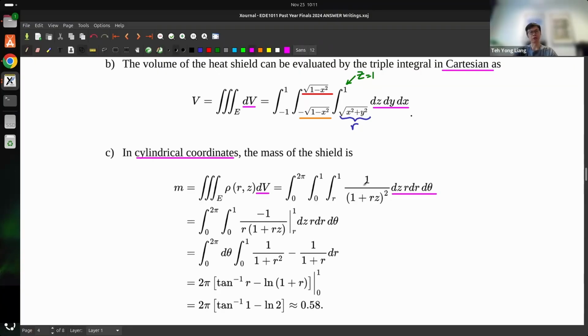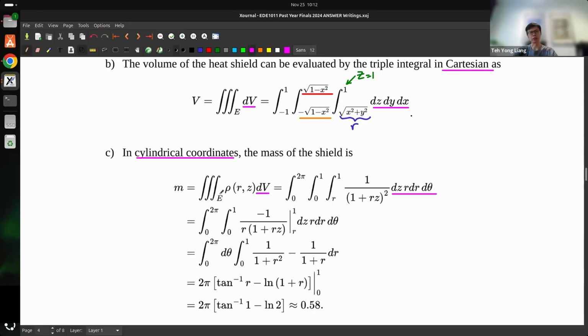So therefore, for the density function rho, I integrate all the so-called small masses. Each small mass is rho dV. dV is like a small element, and you treat the density as a constant over the entire small element. So this rho dV is your dm, a small mass. Then the triple integral sums up all the small masses over the entire volume, and you get the total mass. So integration is just summing.